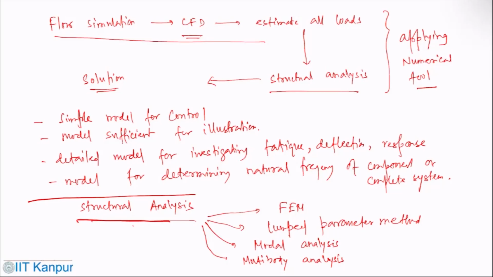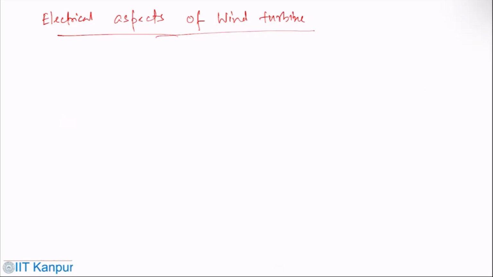Now, just quickly touch upon the electrical aspects also of wind turbine. For example, from the wind turbines you generate the electricity. So the electrical aspect is also very important. There are different components or electrical issues which are significant in the wind energy system.